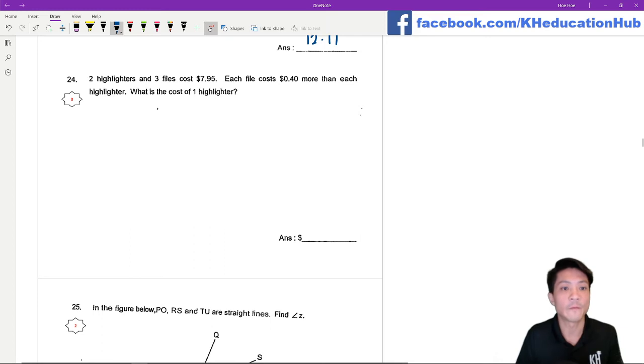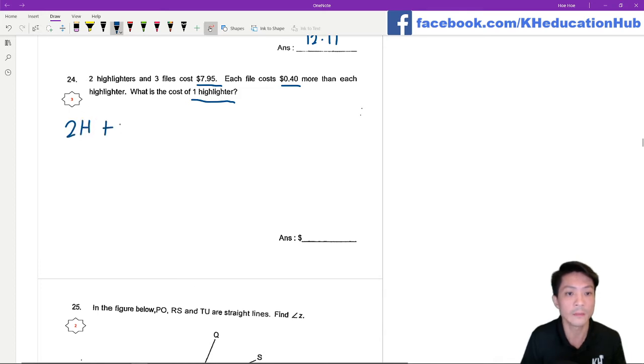Going to question 24. Okay, 2 highlighters and 3 files cost $7.95, so each file costs 40 cents more than each highlighter. So what's the cost of one highlighter? So 2 highlighters and 3 files cost $7.95, right? So we know that each file costs 40 cents more than the highlighter, right? Which means that the file is equal to the highlighter plus another 40 cents.